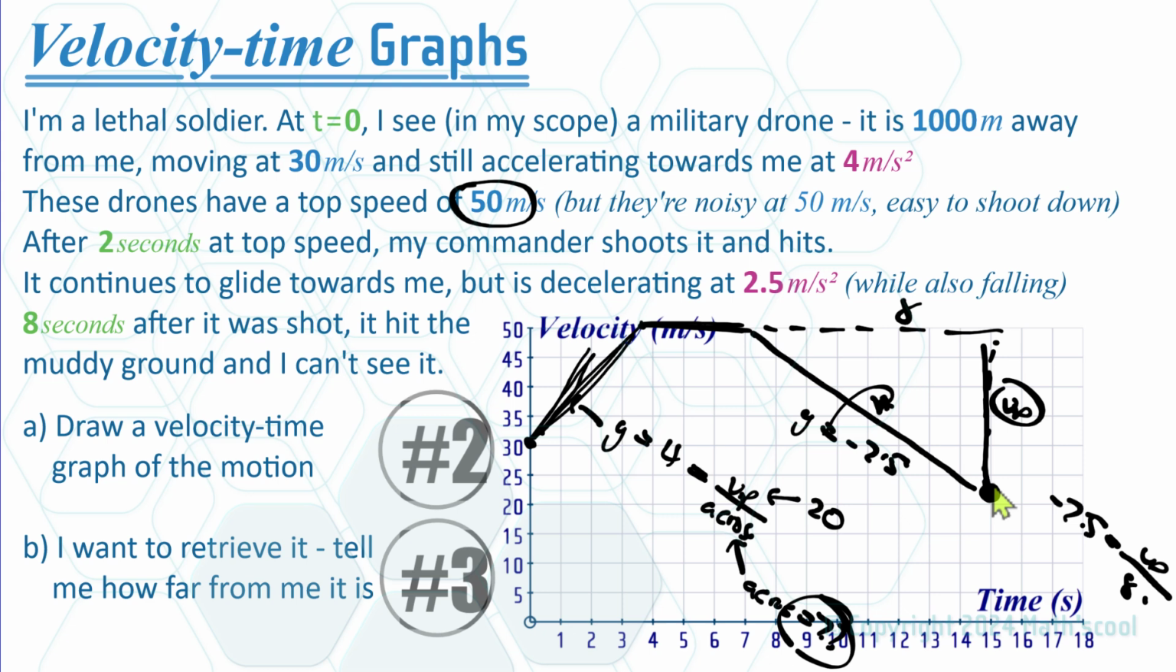You've got to draw your velocity time graph properly, and then I want to retrieve it. Tell me how far it is from me. Well, you can work out the distance it's traveled, but that might not be the same as the answer. You can split it into 3 areas and work out the distance traveled, but that might not be the final answer. There might be one other thing to do.